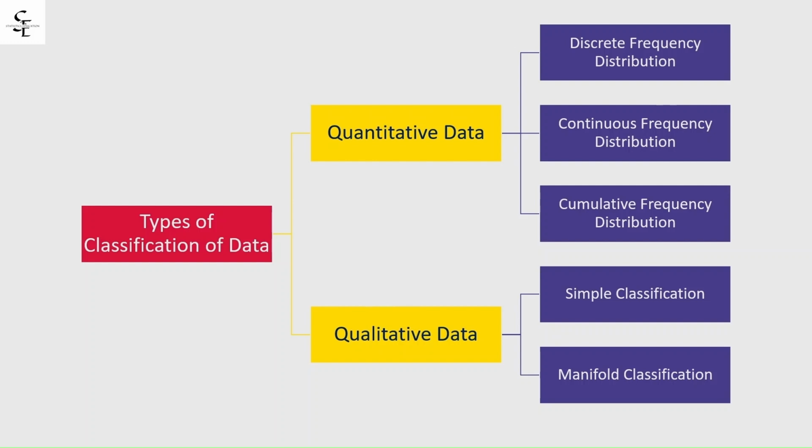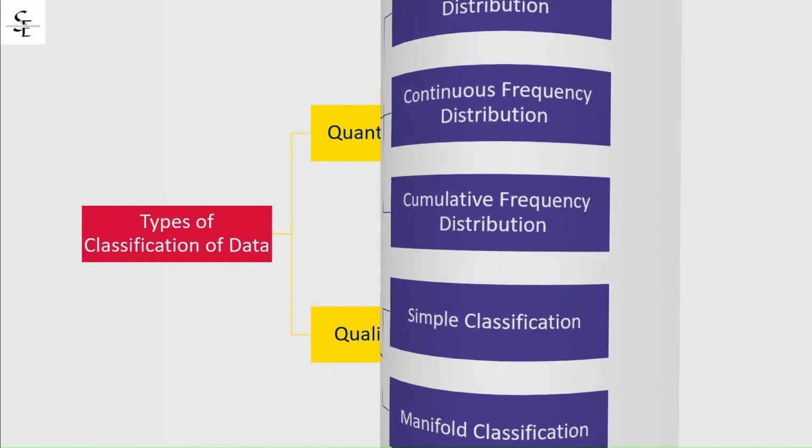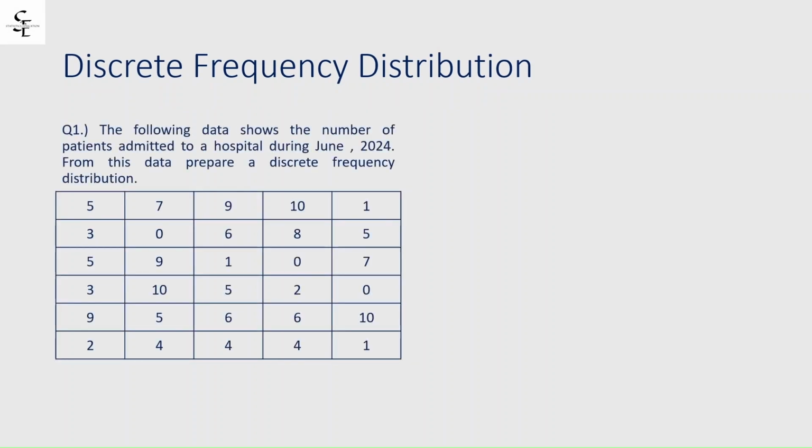With this done, let's start the practical aspect of this chapter, where we will learn how to solve the sums. Discrete frequency distribution. Here you can see a question. Let's read and understand it. The following data shows the number of patients admitted to a hospital during June 2024. From this data, prepare a discrete frequency distribution. So from these observations, we are supposed to make a frequency distribution table.